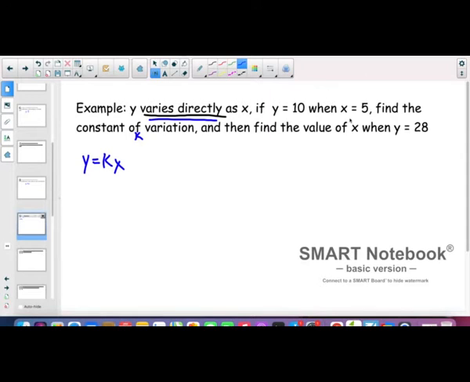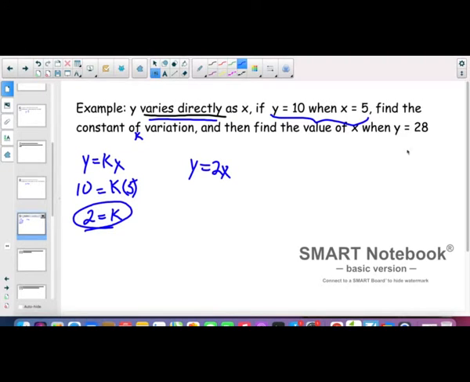If y equals 10 when x equals 5, this first bit of information is giving us the information we need to find k. So I'm just going to start replacing. I don't know what k is, but I'm replacing y with 10 and x with 5. And then if I solve this, I'll get k equals 2. So that's the first thing I have to find. Once I've found my constant of variation, I will plug k back into my original function. So my function will be y equals 2x. That's my direct variation equation.